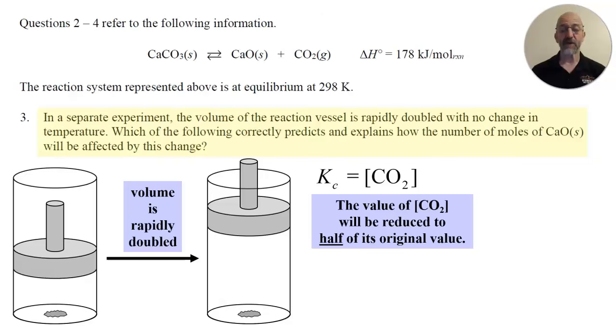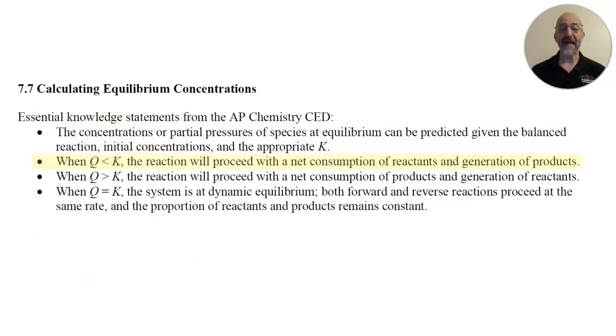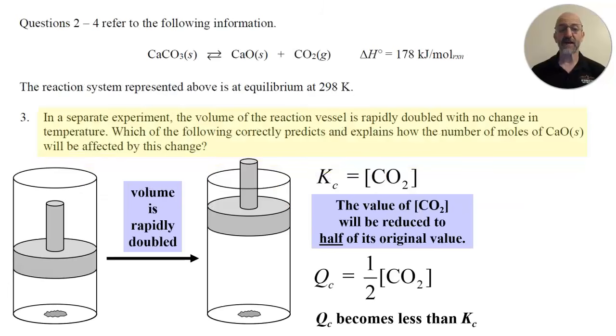And so if the value of the concentration of CO2 is reduced to half its original value, then what happens to the reaction quotient? Well, the reaction quotient now becomes less than K for this particular situation. So what happens when Q becomes less than K? There will be a net conversion of reactants to products. So as you can see on the top of this slide, I'm showing an arrow to indicate a net conversion from left to right, or from reactants to products, when Q is less than K.